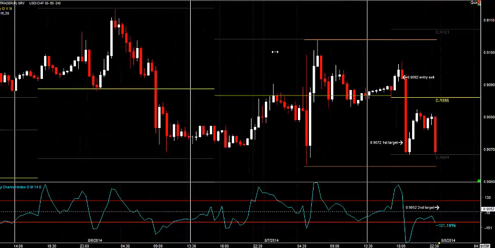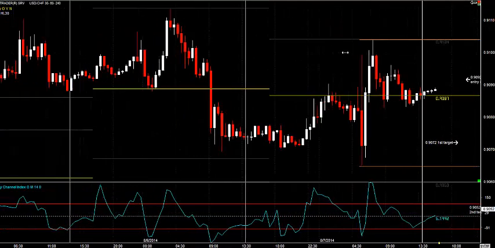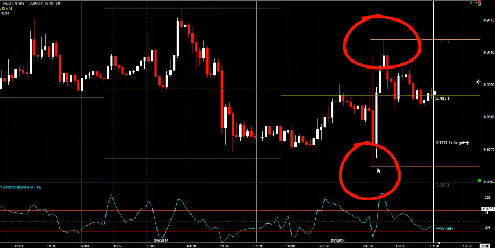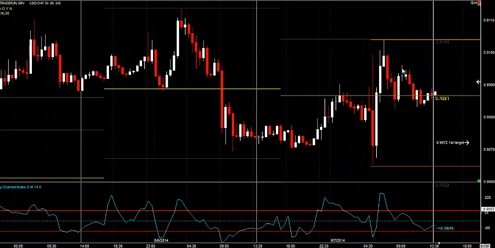I'll go ahead and show you what actually took place, but then we'll go back to the actual setup and I'll explain what I was doing. So on Thursday, we had a high and a low. This was my trading range for Thursday here on the dollar Swiss 30-minute time frame. And basically what I'm doing is trading a reversal off of either direction.